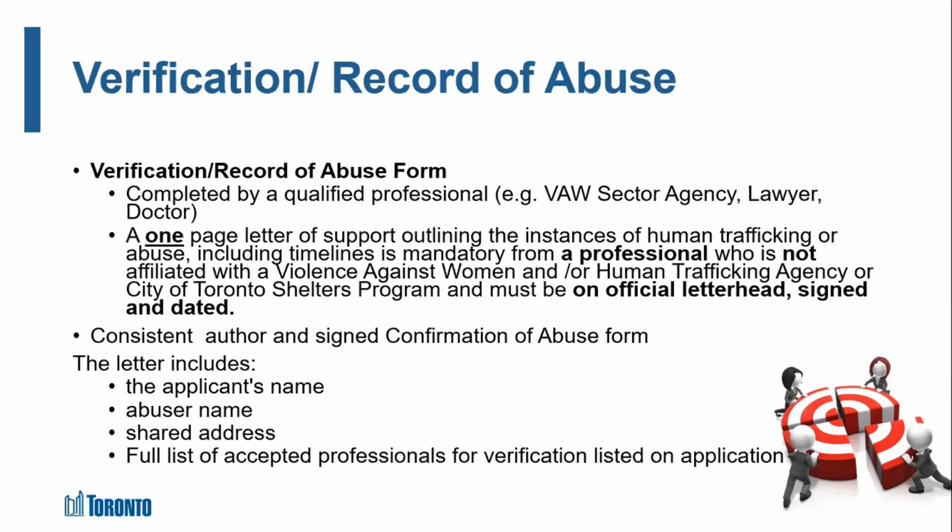It should also be consistent. The consistent author should be the person who is writing the verification or the record of abuse and completing the application and supporting the applicant through this process. The letter should include the applicant's name, the abuser's name, the joint address, and again, there is a full list of accepted professionals for verification on the application form.